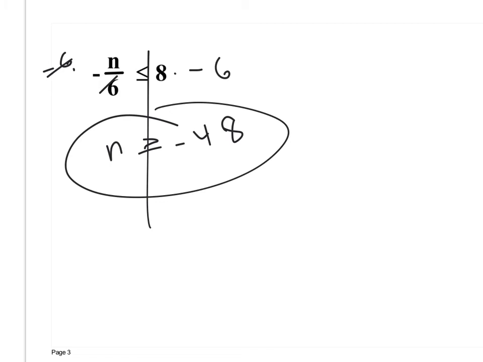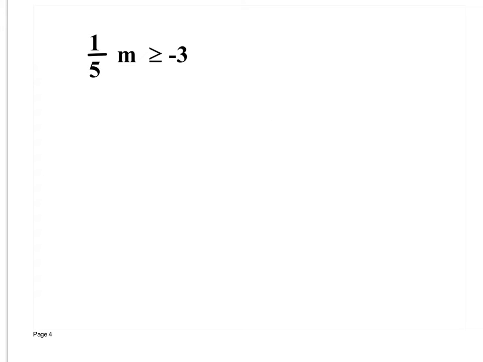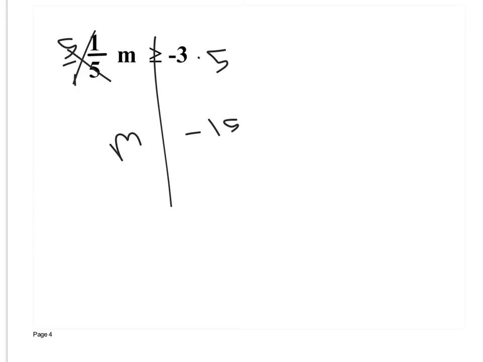Now, 1/5 of m is greater than or equal to negative 3. To get rid of 1/5, I times by the reciprocal, which is 5 over 1. So really all I'm doing is timesing by 5. So m would drop down. What's negative 3 times 5? Negative 15.